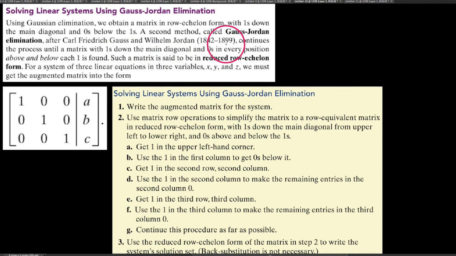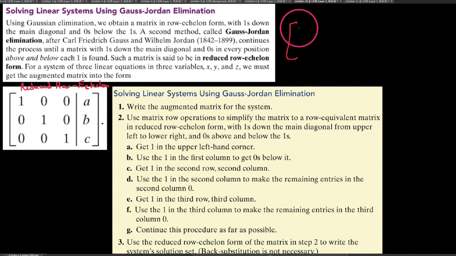But basically, it just continues the process of Gaussian elimination even further in order to get what we say our matrix would be in reduced row echelon form. Okay, we want to get reduced row echelon form. So what you're going to see is that reduced row echelon form, remember that row echelon form, a little bit different than reduced row echelon form.